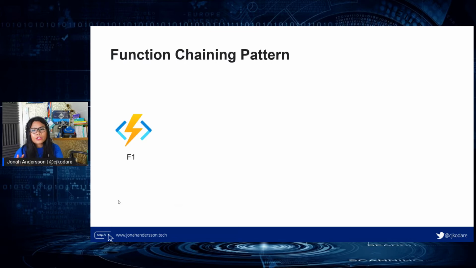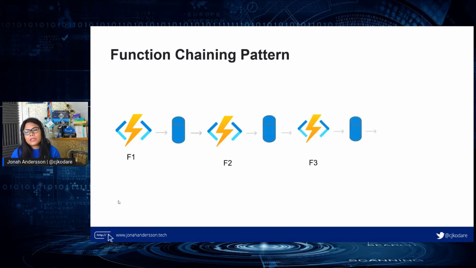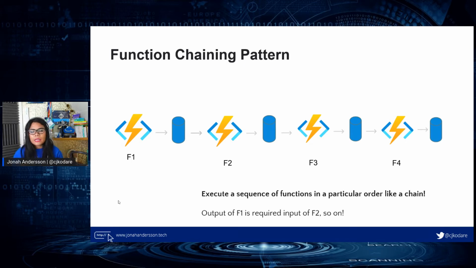So the function chaining pattern works like this. You have a function, and it gets triggered by any kind of client function or trigger. And then, just like the term itself, it performs a sequence of functions in a particular order, like a chain. So in this example, function one is required first. If you have a parameter or output, that might be a required input for the next function, and so on and so forth. So that's function chaining.